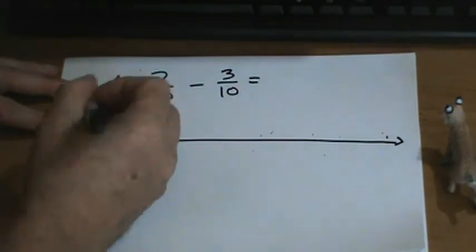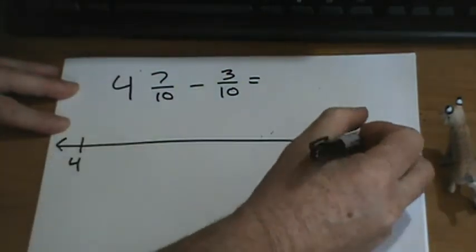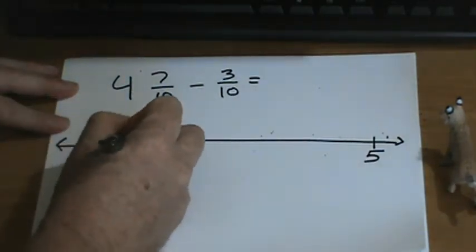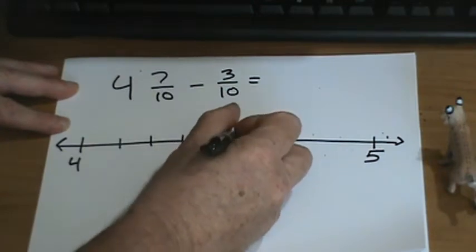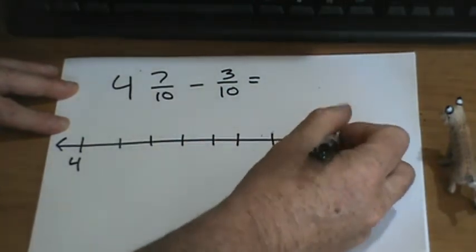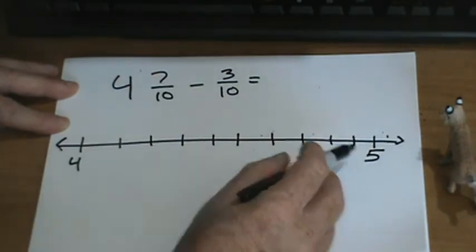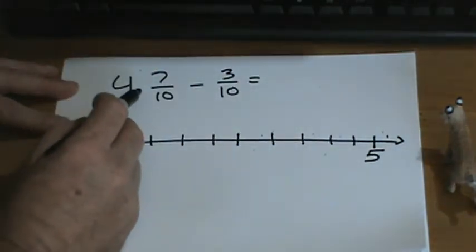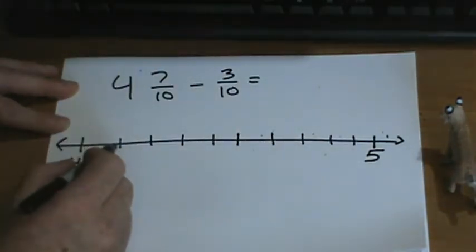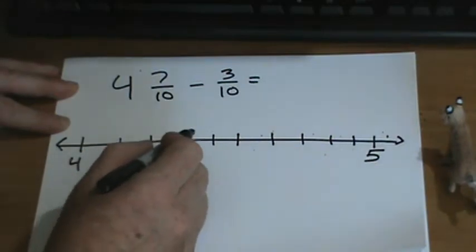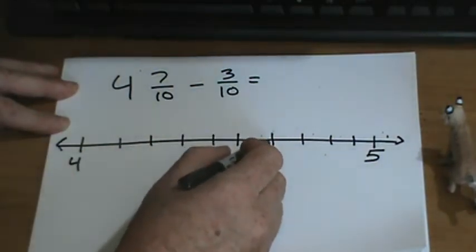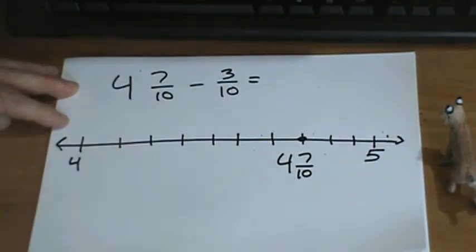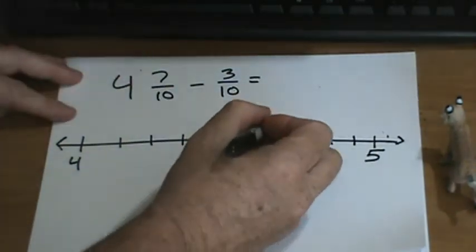And this time around I'm going to do something a little differently. I'm going to start at 4 and end at 5. Right? Let's make these into tenths. 1/10, 2/10, 3/10, 4/10, 5/10, 6/10, 7/10, 8/10, 9/10, and then 10/10 are 5. Now, I'm starting at 4 7/10. 4 1/10, 4 2/10, 4 3/10, 4 4/10, 4 5/10, 4 6/10, 4 7/10. Right there. Following? What am I doing? I'm subtracting 3/10. 1, 2, 3.